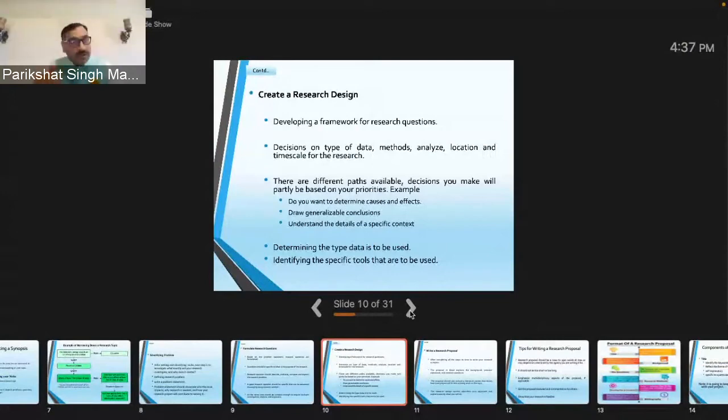Determining the type of data that is to be used, obviously while building your synopsis you should be able to understand what the different paths available are, what your priorities are, and how you're going to use them. That is another thing that you need to work on.